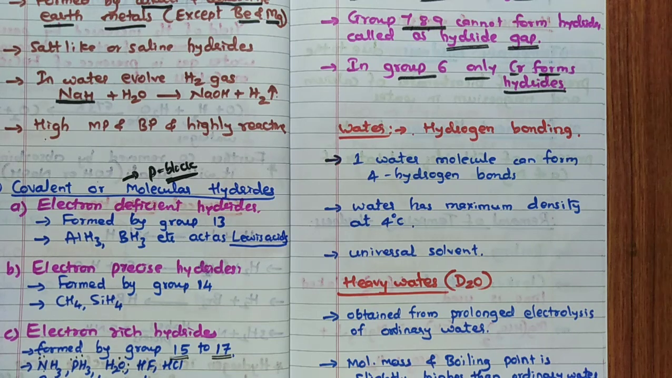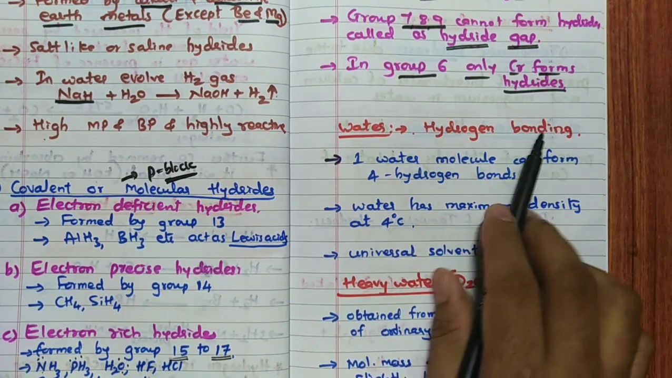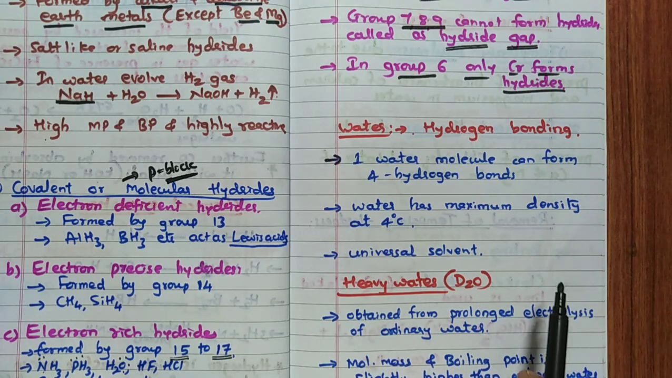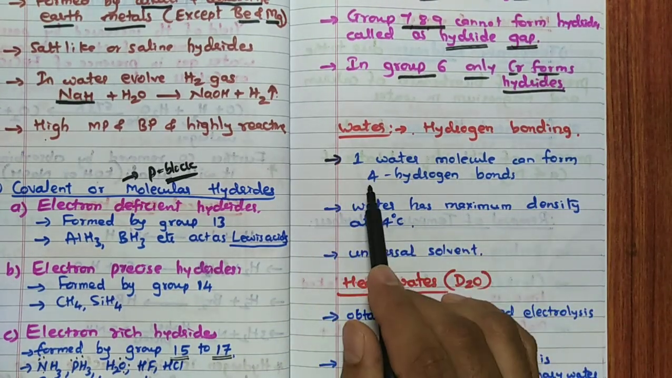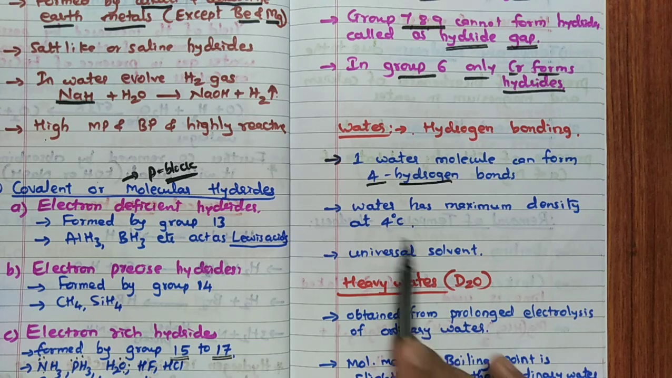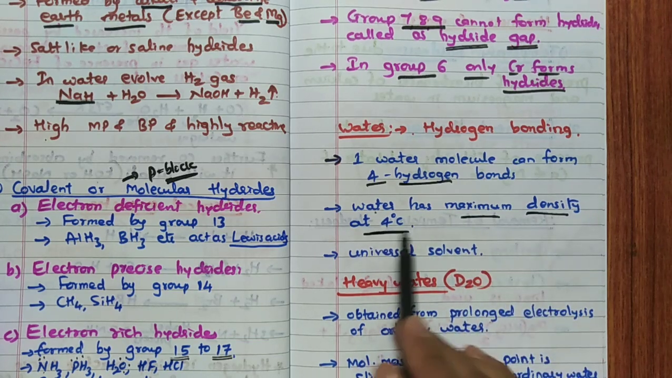About water, we already know that. Preparation and properties I am not going to explain. Hydrogen bonding is present in water. High boiling point is 100 degrees. One water molecule can form 4 hydrogen bonds. Remember that. Water has maximum density at 4 degrees Celsius.